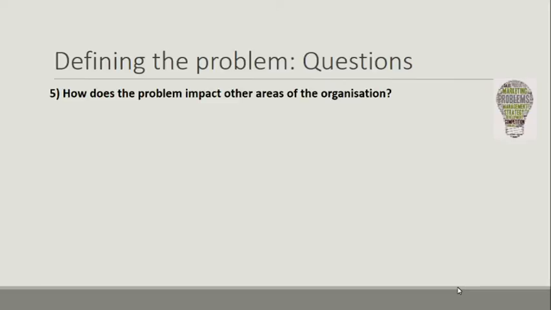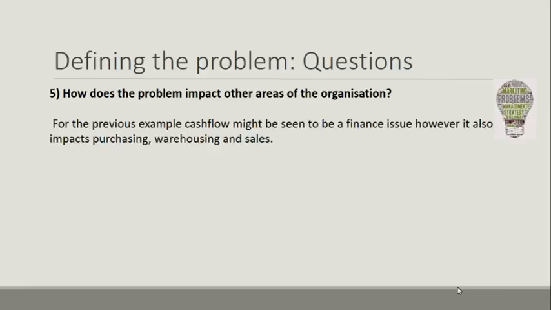Another question you might ask is, how does the problem impact other areas of the organisation? This facilitates systems thinking, which we spoke about in the earlier units. For the previous example, cash flow might be seen to be a finance issue. However, it also impacts purchasing, warehousing and sales.